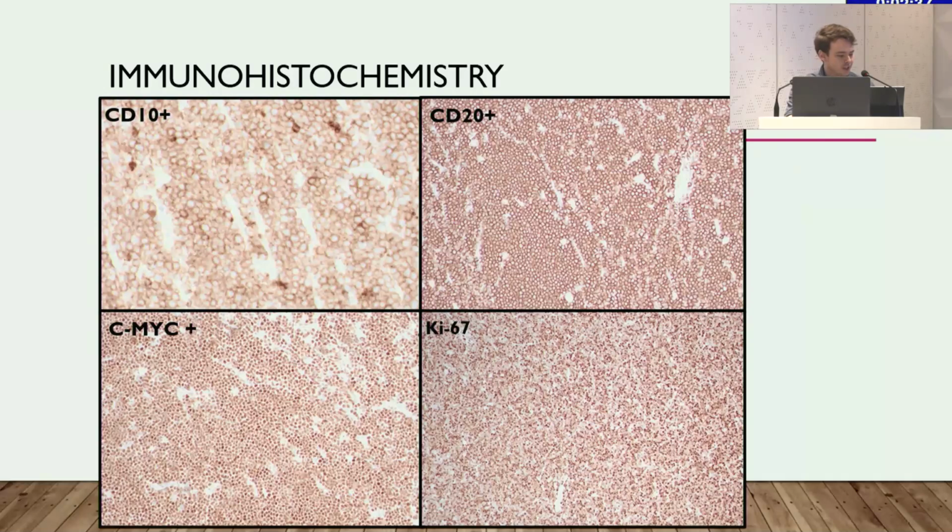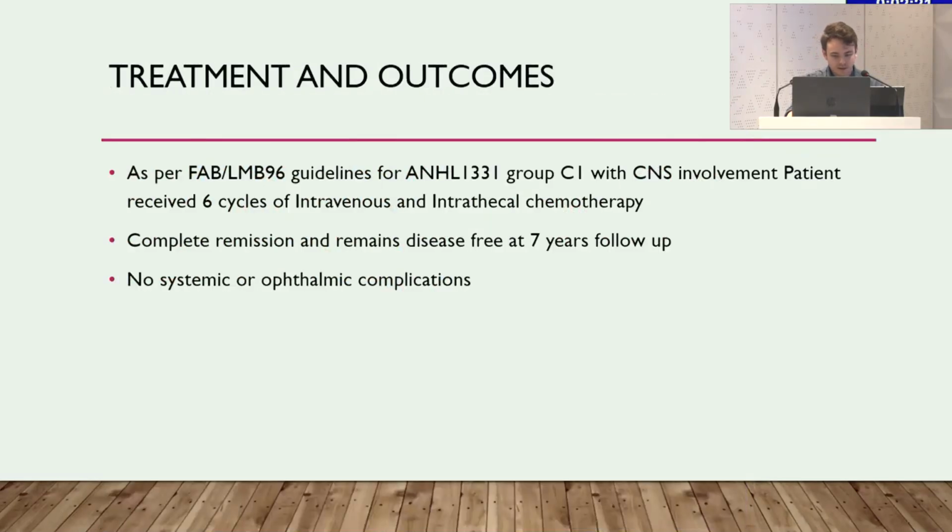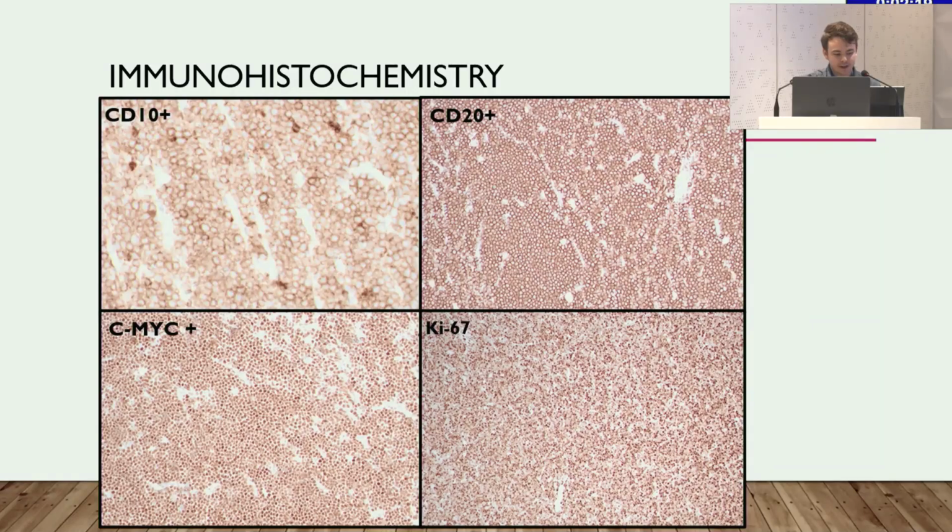The immunohistochemistry was positive for CD10, CD20, c-MYC, and has a high Ki67 proliferative index of 97%, negatively stained for CD3, CD5, BCL6, and CD30, confirming a diagnosis of Burkitt's lymphoma. Cytogenetic testing demonstrated an atypical MYC IgH translocation of 8;14, which has been previously reported in Burkitt's lymphoma, and there was no abnormality in BCL6, IgH, or BCL2.